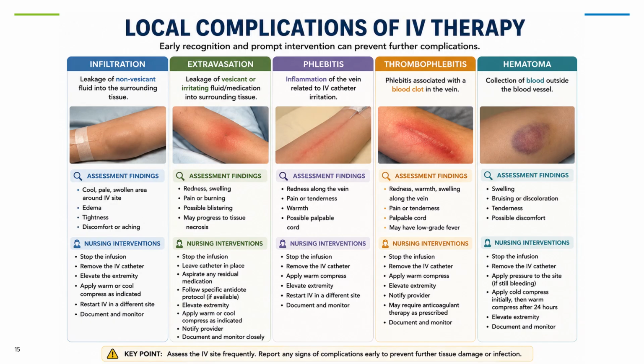We want to stop the infusion, remove the catheter, apply a warm compress, elevate the extremity. We can restart the IV in another location, and we're documenting and continuing to monitor.